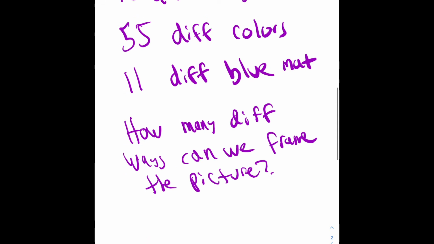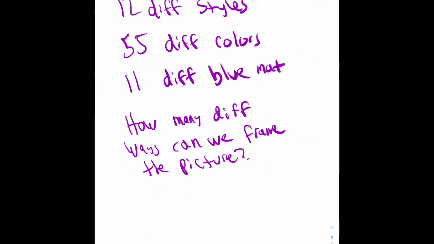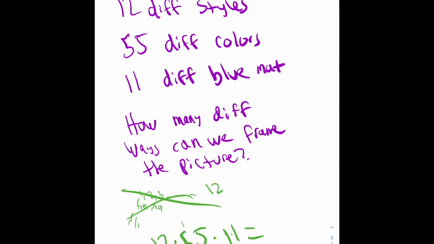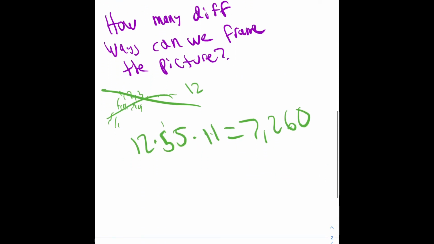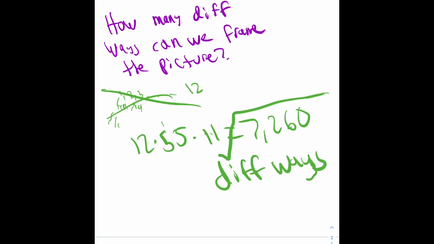Imagine trying to do a tree diagram with 12 different styles, and each one of those had 55 different colors, and each one of those had 11 different shades of blue. It'd be exhausting. So we'll use the fundamental counting principle: 12 choices times 55 different colors times 11 different blue mats gives a total of 7,260 different ways. We saved ourselves a whole lot of time by not having to graph that.